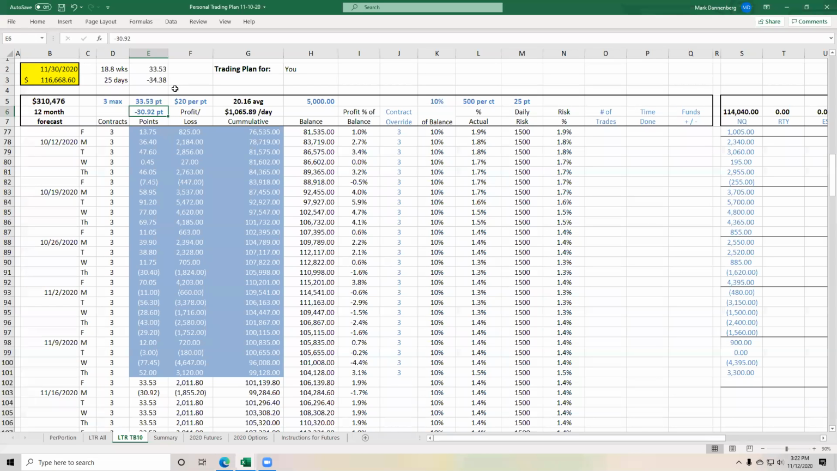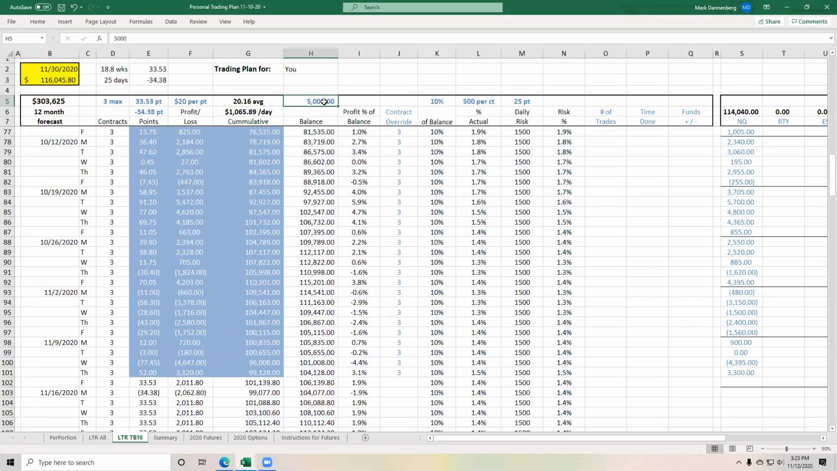So I'm going to translate that to our forecast, 34.38. Okay. And so our 12-month income forecast is now $303,625. That's assuming we trade no more than 3 contracts, and that we continue to run at the same run rates: 33.5 positive days, 34.3 negative days, and that our frequency of losses is roughly 25 days for every 18.8 weeks. So I'm pretty happy with that.